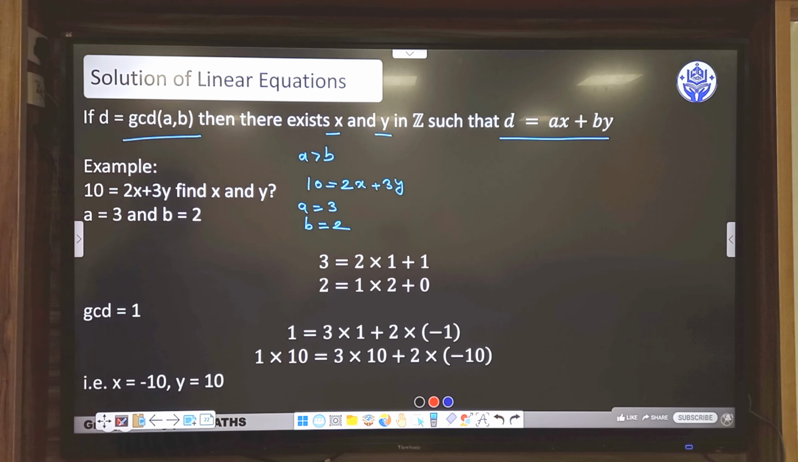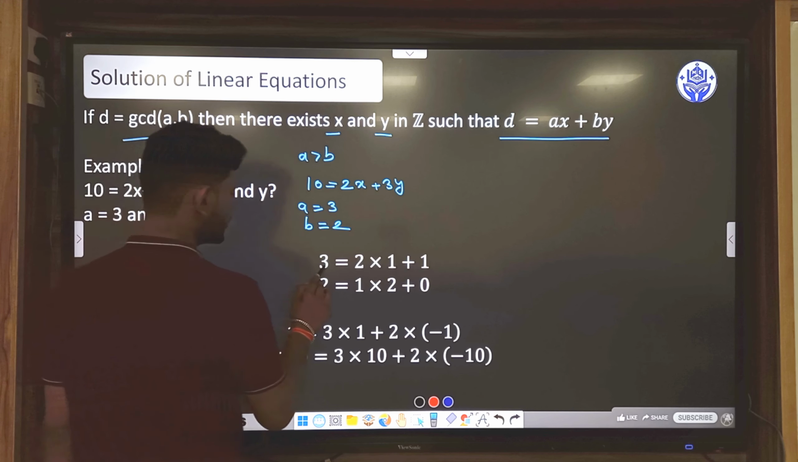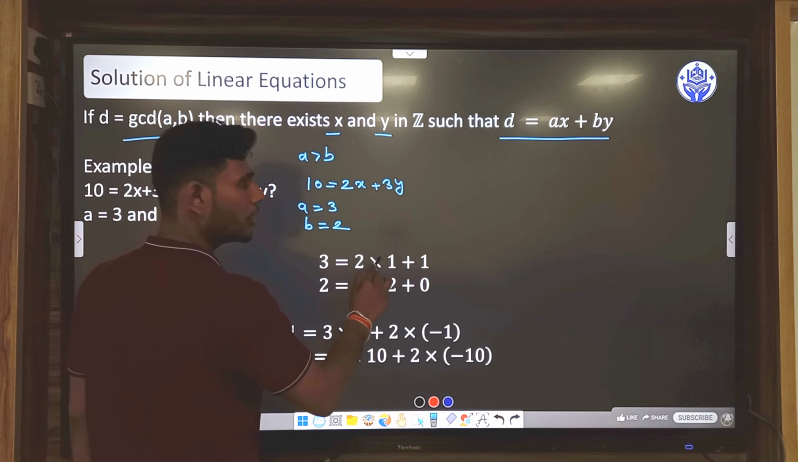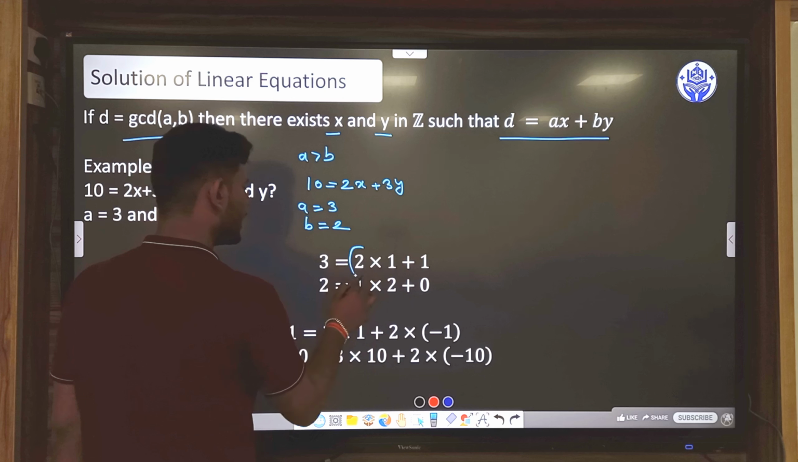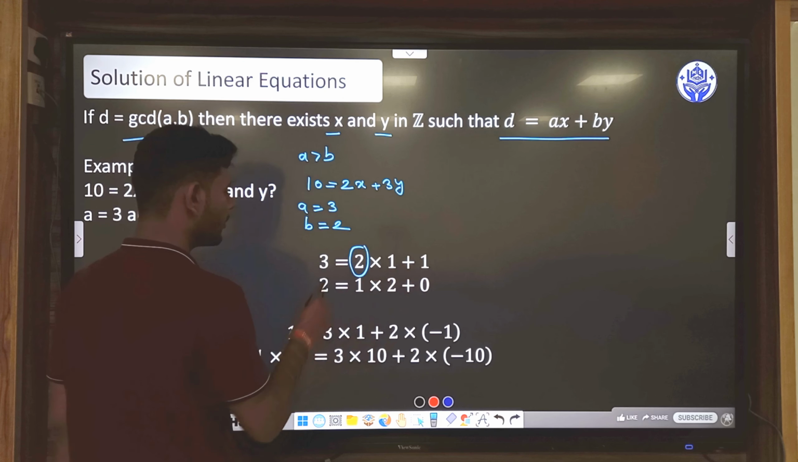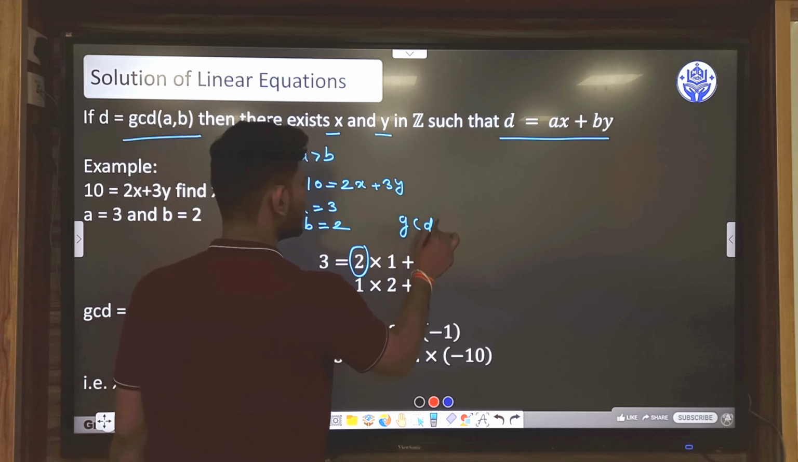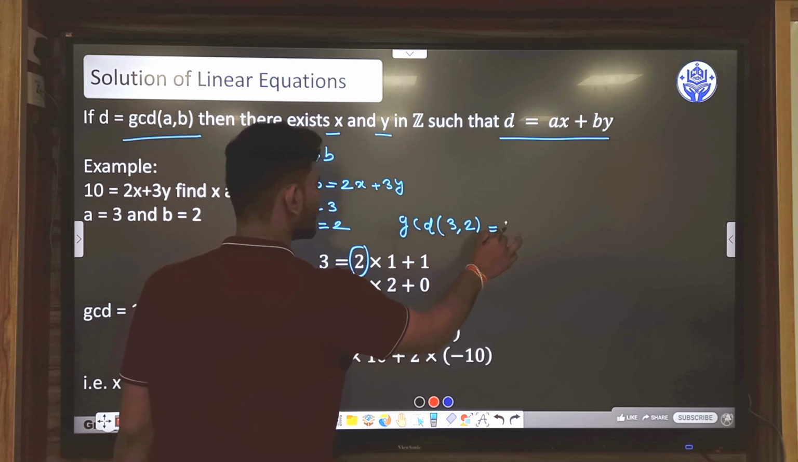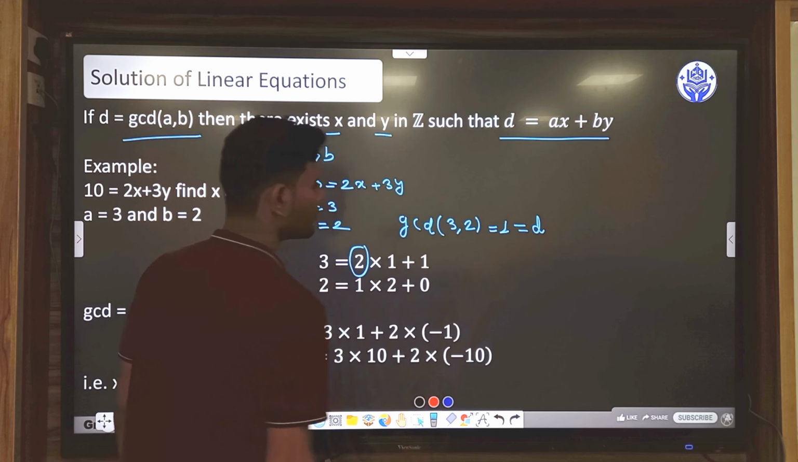I will find the GCD. I can find it. So 3 divided by 2 is 1 plus 1. Again, I divide this 2 by 1. Now I can easily find that the GCD of 3 and 2 is nothing but 1. It means my d is equal to 1.